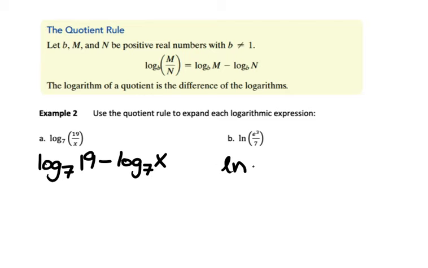So for part B, this one is a natural log, which remember means log base e. So it's going to be natural log of e to the third minus natural log of 7. Now I can simplify natural log of e to the third. This is going to be 3. So ln means log base e. E to what power equals e to the third? That's going to be 3. So ln of e to the third simplifies to 3. I just leave ln of 7 as it is because I cannot simplify that one. So we have 3 minus ln of 7.